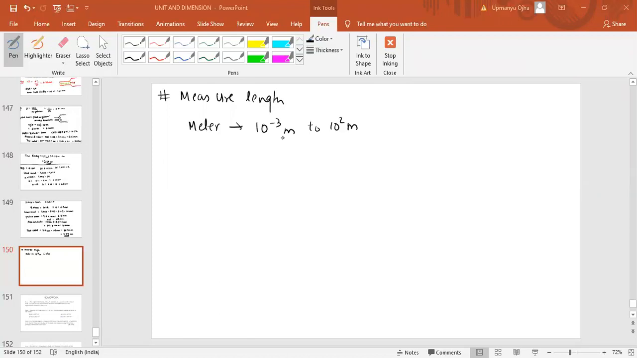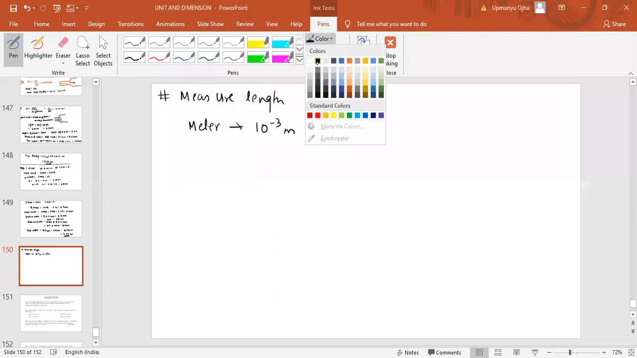Okay. No, see, it is under unit dimension only. These are the very small parts which you were asking about the parallax method. That is what I'm explaining. This is under unit dimension only. You don't have to do anything else.